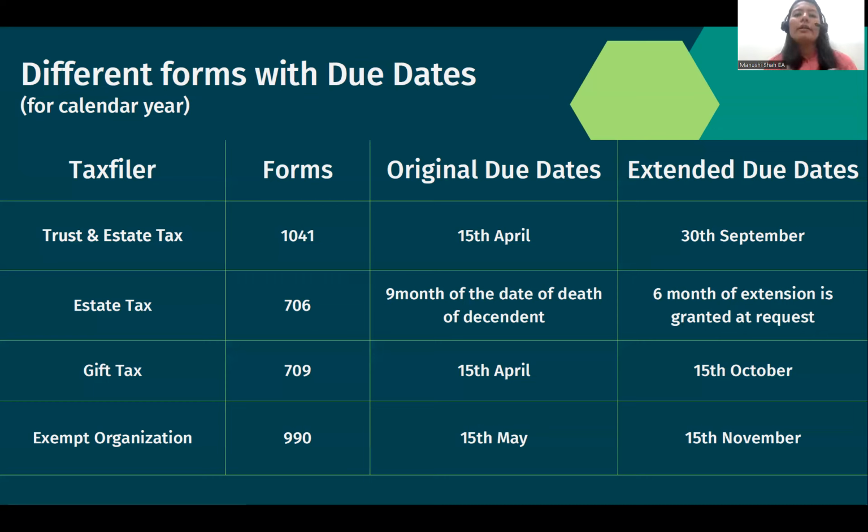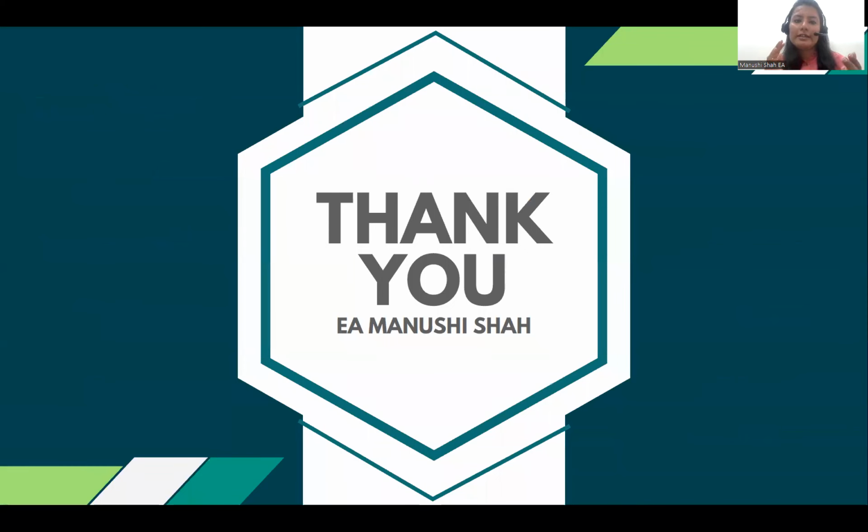So these are all the different types of forms with the original due date and extended due date. You can keep this chart as a reference as and when it is required. It can be very helpful for all of you, right? So you can save this chart for later, right? So this is all about different types of taxpayers, different types of taxes, tax structure, tax rate, and at last we have seen the different forms along with the original and the extended due date.